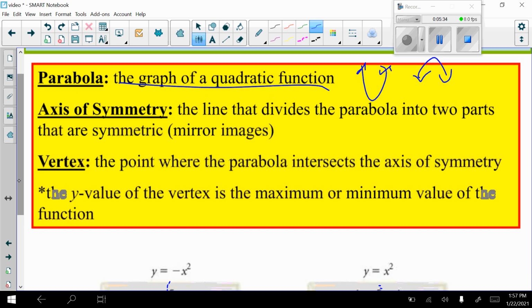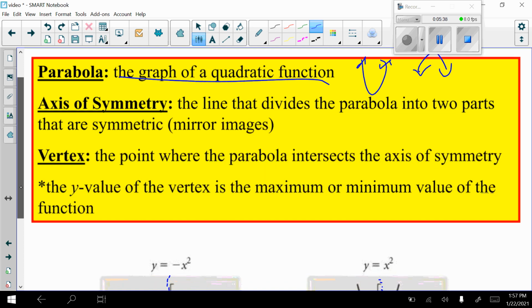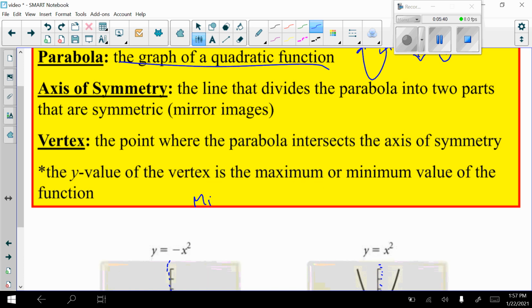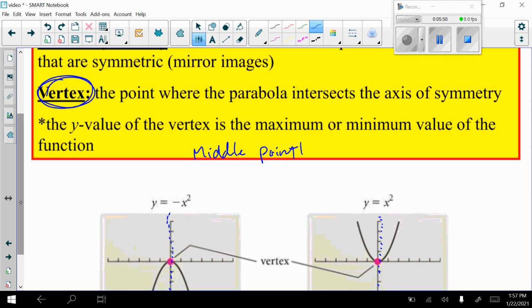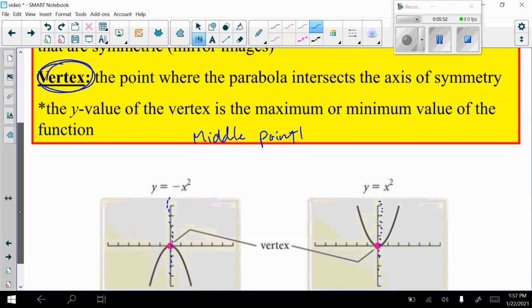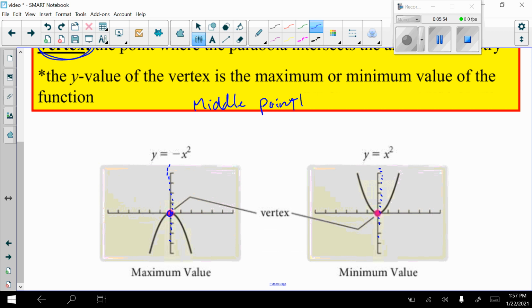The vertex is the point where the parabola intersects the axis of symmetry, meaning it's kind of like the middle point. The vertex is the most important part of a parabola. Okay, we're going to use that word. I'm going to use that word a lot. We're going to use vertexes a lot throughout this class. So the vertex is like that middle point on a parabola. We cross the axis of symmetry right there. That's the point directly in the center of the parabola.